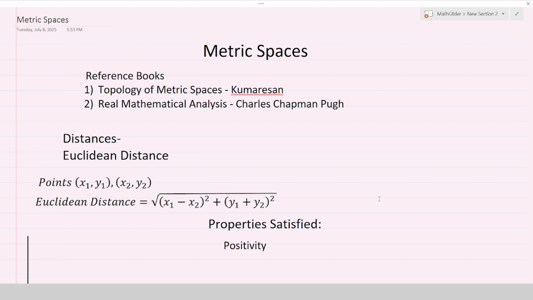In this video, we're starting a new series on metric spaces, which is an important topic of real analysis. We will be covering the material in detail and referring to two textbooks throughout this series. First one is Topology of Metric Spaces by Kumaresan and Real Mathematical Analysis by Charles Chapman Pugh.